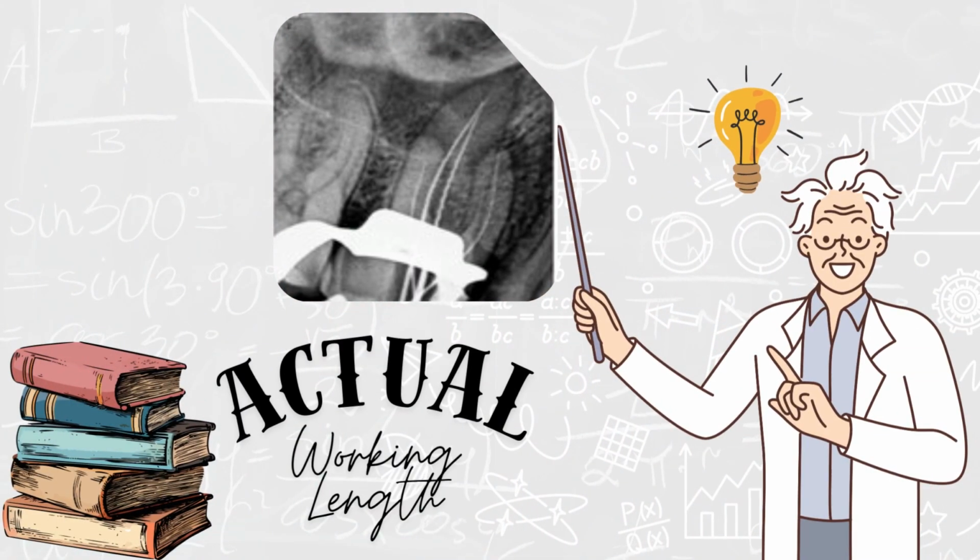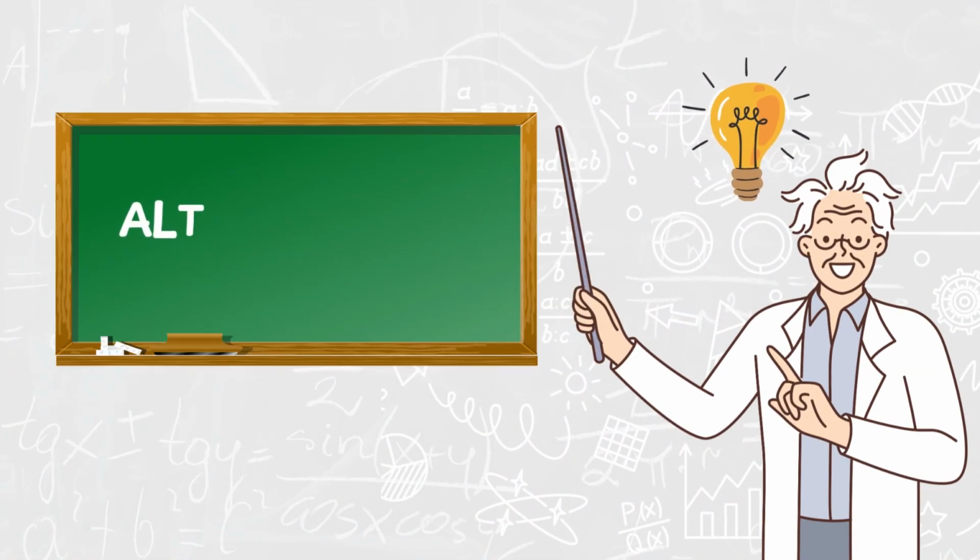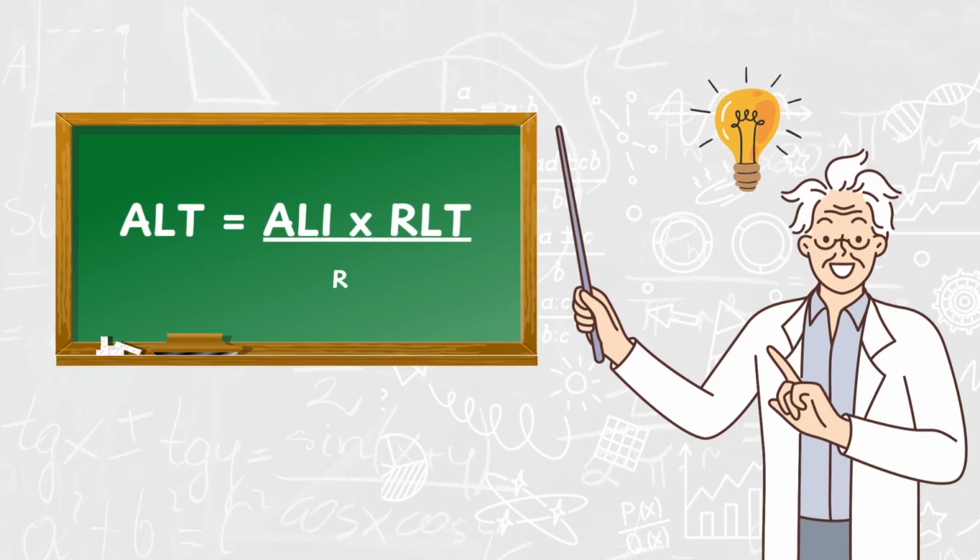Hence, we can determine the actual length of the tooth by this formula. That is, the actual length of the instrument is multiplied with the radiographic length of the tooth and is divided by the radiographic length of the instrument that we get.